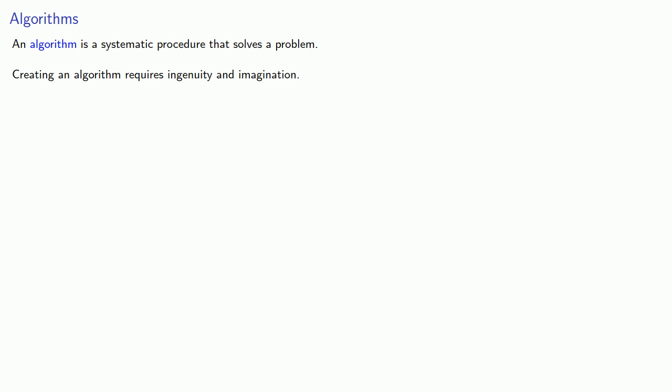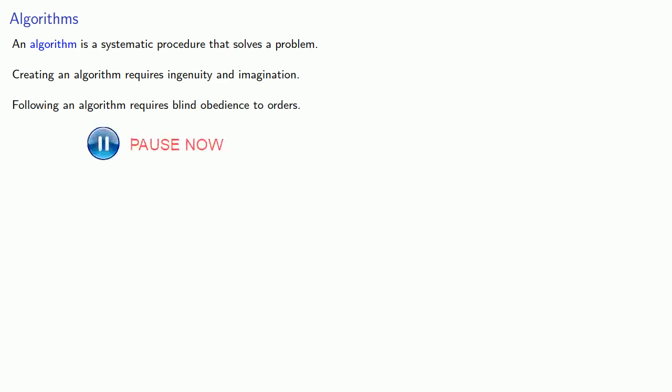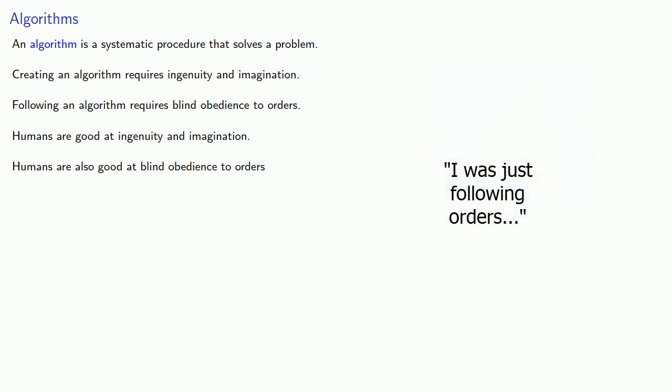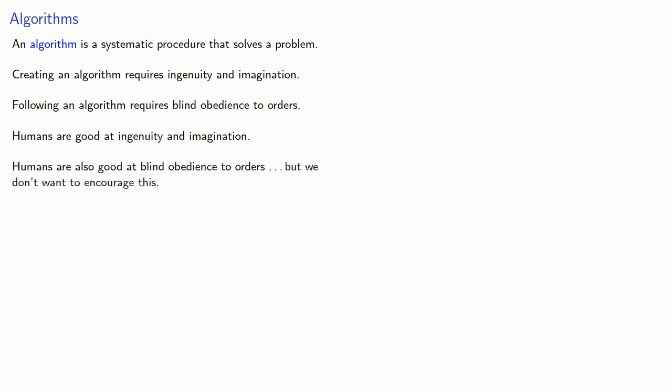So let's introduce the idea of an algorithm. An algorithm is a systematic procedure that solves a problem. Creating an algorithm requires ingenuity and imagination. Following an algorithm, on the other hand, requires blind obedience to orders. Humans are good at ingenuity and imagination. Humans are also good at blind obedience to orders, but we don't want to encourage this.